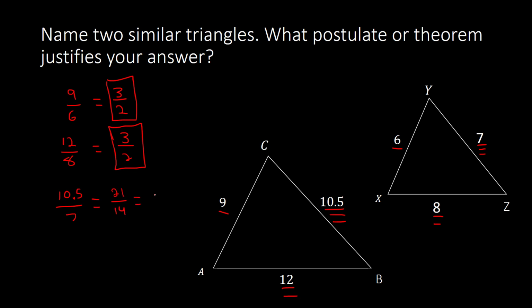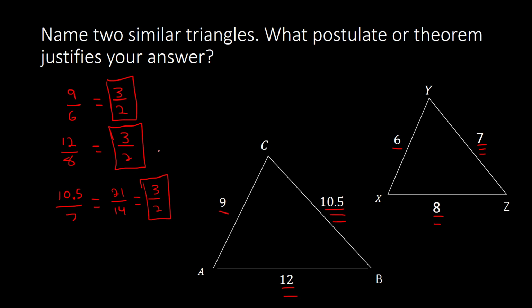I can divide the top and the bottom by 7, which gives me a 3 over 2. And if you don't see that right off with a decimal being in the fraction, you can use your calculator to determine that the ratio for each of these would be 3 over 2 or 1.5. So because every pair of corresponding sides have the same ratio of 3 over 2, then I can conclude that we do have similar triangles. And we have similar triangles because of the side-side-side theorem.